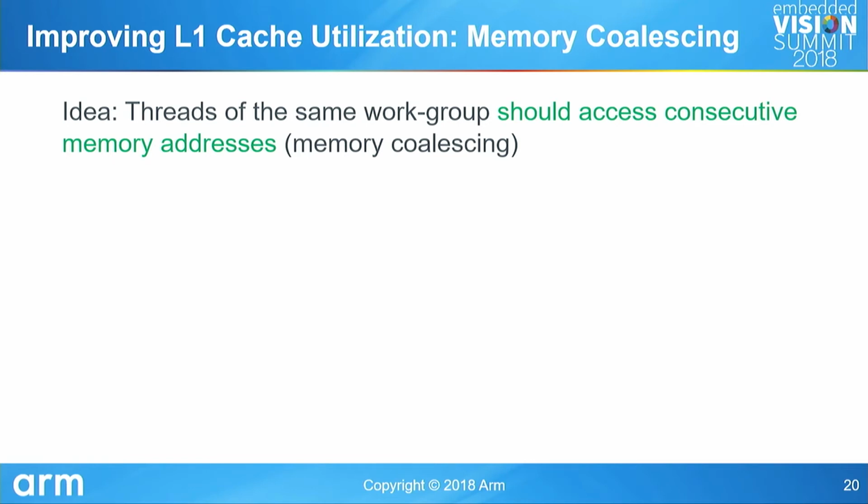So what do we want to do for improving the cache utilization on the GPU? Essentially, we want to improve the cache utilization at L1 level, but also at L2 level. So the idea is this. Threads of the same workgroup, which are running on the same compute unit, should access consecutive memory addresses. So this is memory coalescing.